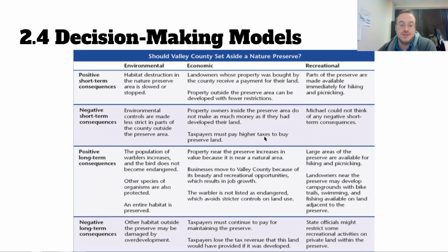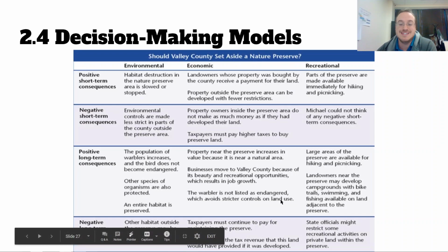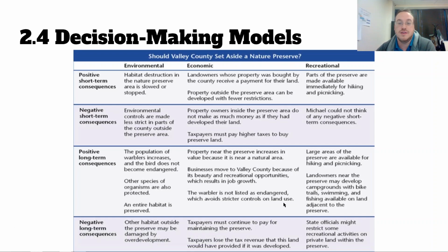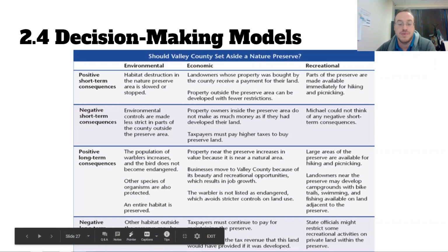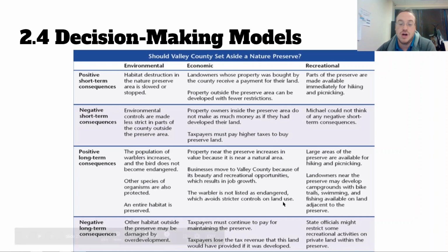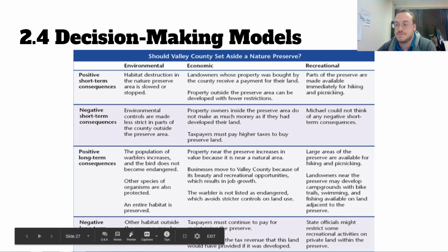Similarly to this long-term environmental positive consequence, we have that the warbler is not listed as endangered, which avoids stricter controls on land use. So if the warbler population had become endangered, the county or the state or even the federal government might have stepped in and made much higher controls on how that land could be used.